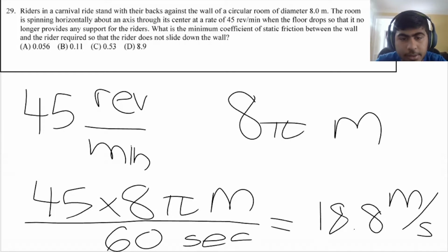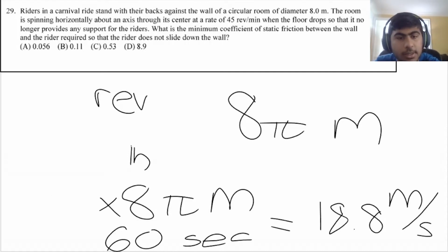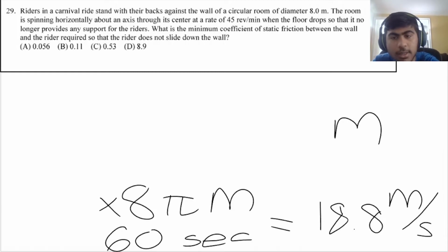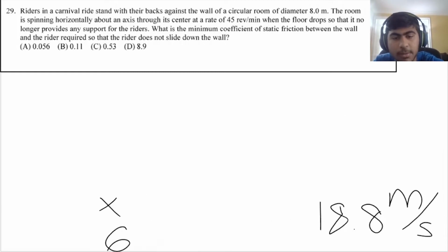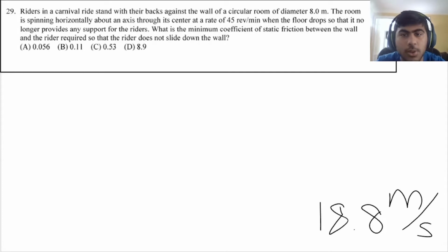And that is the velocity, right? So we started off with 45 revolutions per minute. Now we know it's spinning at 18.8 meters per second. All right, so let's erase everything else because we don't really need this anymore. And let's think about how to go next, right? This is one of the reasons these questions are so hard, is because you just have these numbers and you don't really know what to do with them.